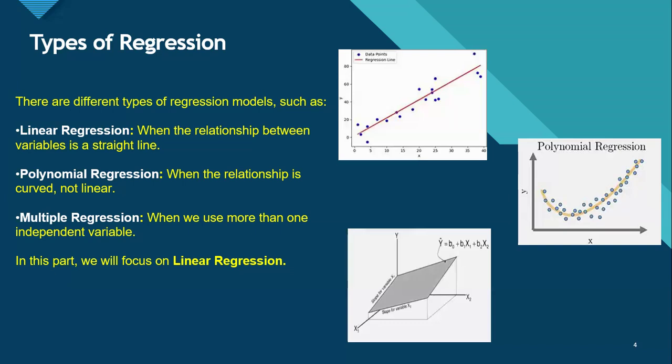We can also have something called a multiple regression model, where we use more than one independent variable to determine an output. So there may be 3 factors, X1, X2, and X3, and these three factors are affecting the outcome of Y. So this is called multiple regression. In this part, we are only going to focus on linear regression.